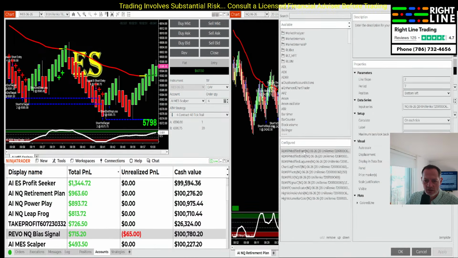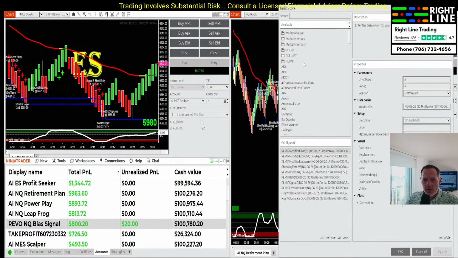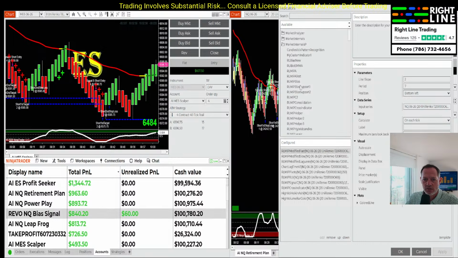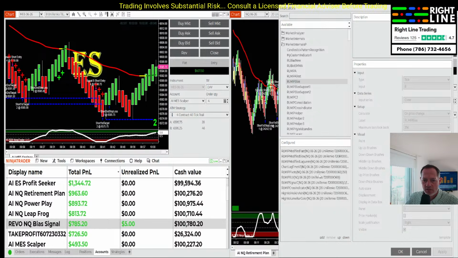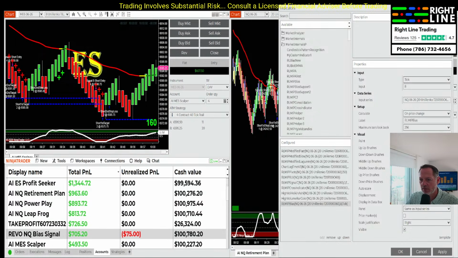So I'm going to go to indicator, and I'm going to go grab that out of our indicator suite, the bias indicator. I'm going to add that guy down here. I'm going to modify this a little bit. I don't want to see all these other ones.